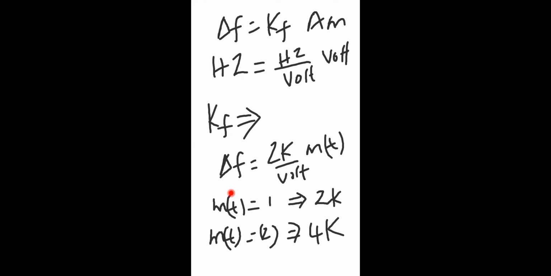Now, what is the observation? For 1 volt change you are adding 2k frequency. For 2 volt change you are adding 4k frequency. For every 1 volt change you are adding 2k. When you put 3, again you will get 6k. So what it indicates is how much frequency you are adding per volt change in the message signal. That is the definition of frequency sensitivity.